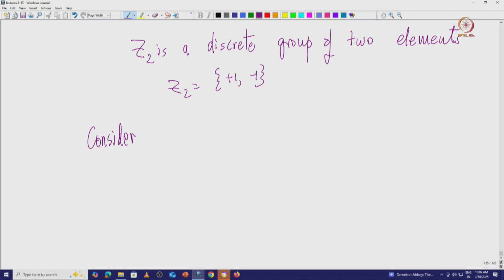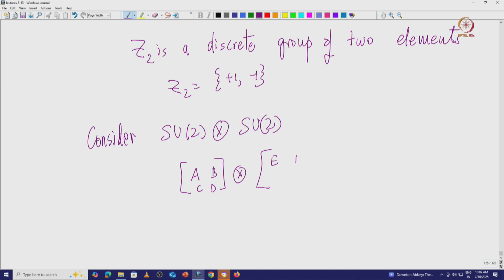So now the question we started with can be answered. I assume that you all know what a direct product is, so that if you have two matrices, say for example A B C D, direct product E F G H.